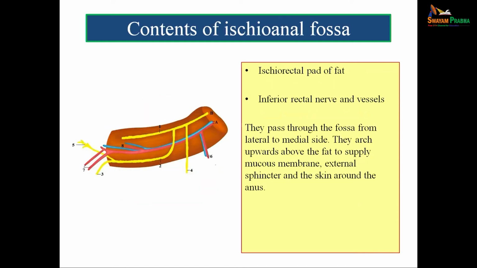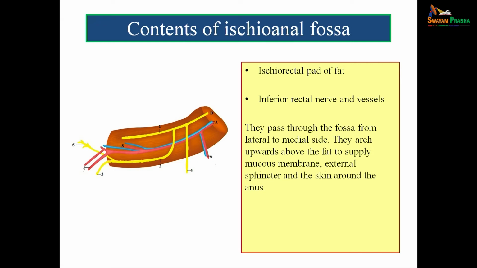Now we come to the contents of the ischioanal fossa. So far we have mentioned 2 contents, one is fat and the other is the pudendal canal. So the most important component is the ischiorectal pad of fat. Now the second important component is the inferior rectal nerves and vessels. So inferior rectal vessels are represented by 6 in the figure, while inferior rectal nerves are represented by 4 in the figure. So blue and red represent the pudendal artery and vein, while yellow represents the pudendal nerve lying in the pudendal canal. Now inferior rectal nerves and vessels, they are an important component of the pudendal canal.